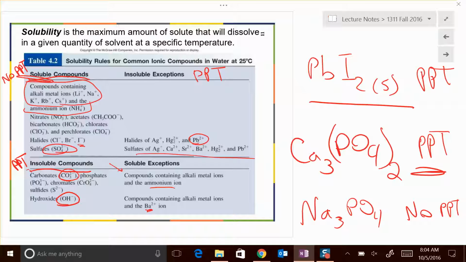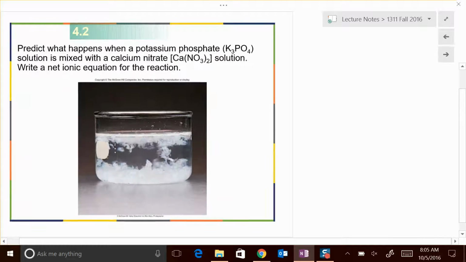These are the insoluble compounds. These are insoluble unless you put them with an alkali metal, one of these. Then they will become soluble. All right. So let's try an example here. Predict what happens when potassium phosphate solution is mixed with a calcium nitrate solution. We're going to write a net ionic equation for this reaction.